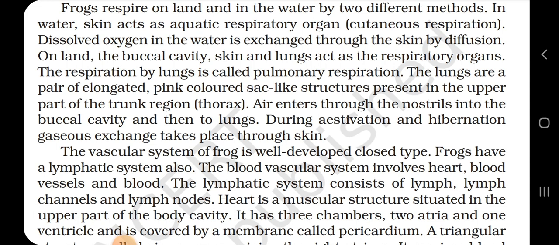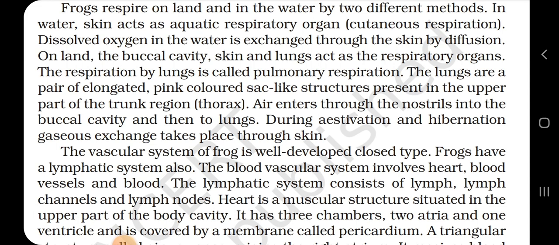On land, the buccal cavity, skin and lungs act as respiratory organs. The respiration by lungs is called pulmonary respiration. The lungs are a pair of elongated, pink colored, sac-like structures present in the upper part of the trunk region, that is, the thorax. Air enters through the nostrils into the buccal cavity and then to the lungs. During aestivation and hibernation, gaseous exchange takes place through the skin.